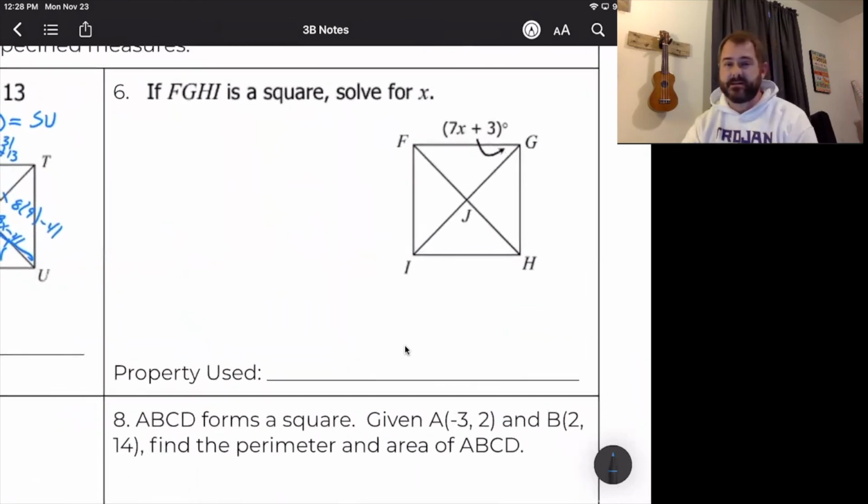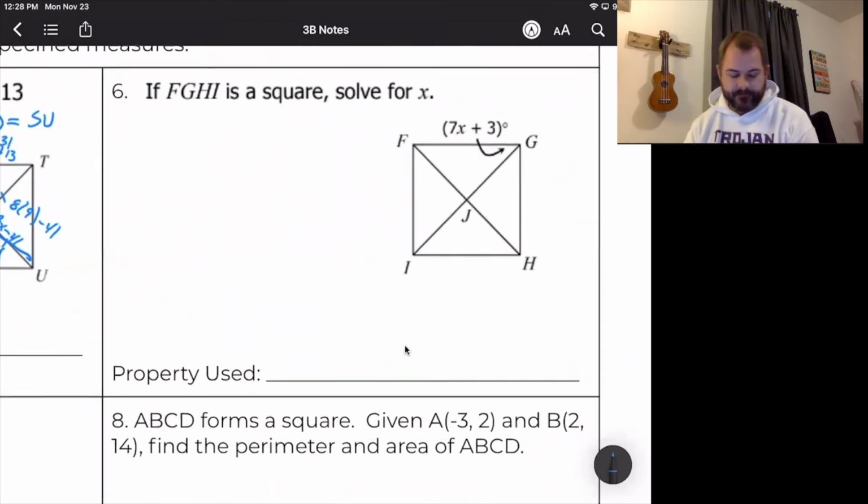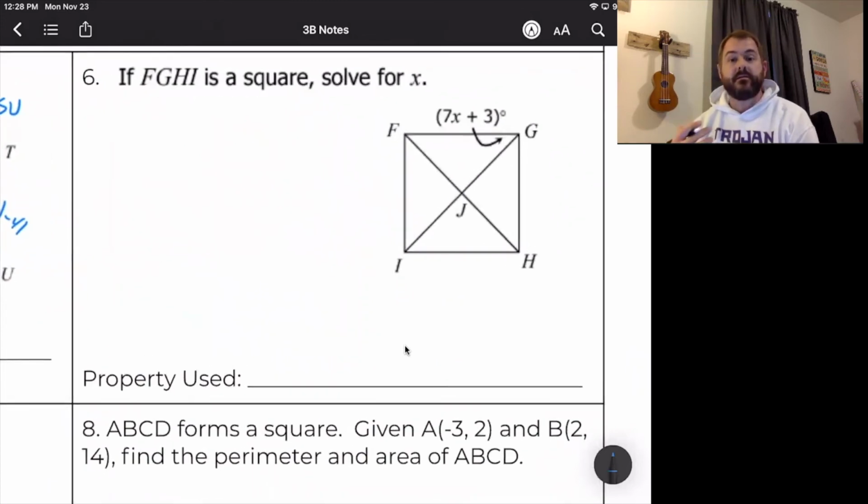If I'm going too fast at any point, remember, pause the video, copy things down, make sure you understand, jot down any questions you have about these. Okay, next. FGHI is a square. We're going to solve for x here. Here's the unique thing about this. The property we're using, 2 of them.